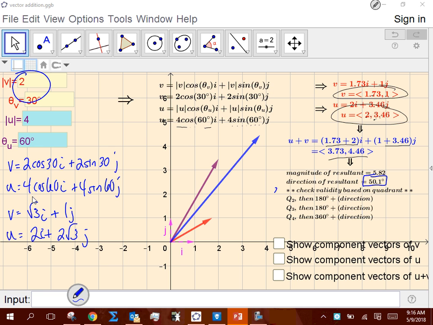So we should be able to then add those two things together and add those two things together to get u plus v. And then those two numbers, 3.73 and 4.46, are your A and B for the Pythagorean theorem to find the resultant, and they're your opposite over adjacent to find your theta. Is that going to make sense? And hopefully the process there is a lot more efficient than what I'm about to show you.